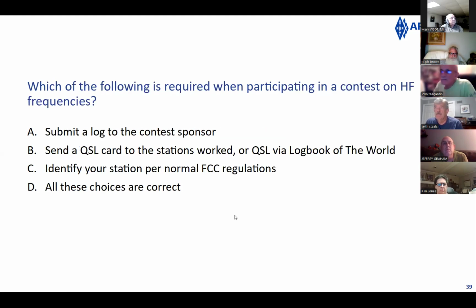Which of the following is required when participating in a contest on HF frequencies? A. Submit a log to the contest sponsor. B. Send a QSL card to the stations worked or QSL via Logbook of the World. C. Identify your station per normal FCC regulations. D. All these choices are correct. C. Yeah, C. Identify your station per normal FCC regulations.